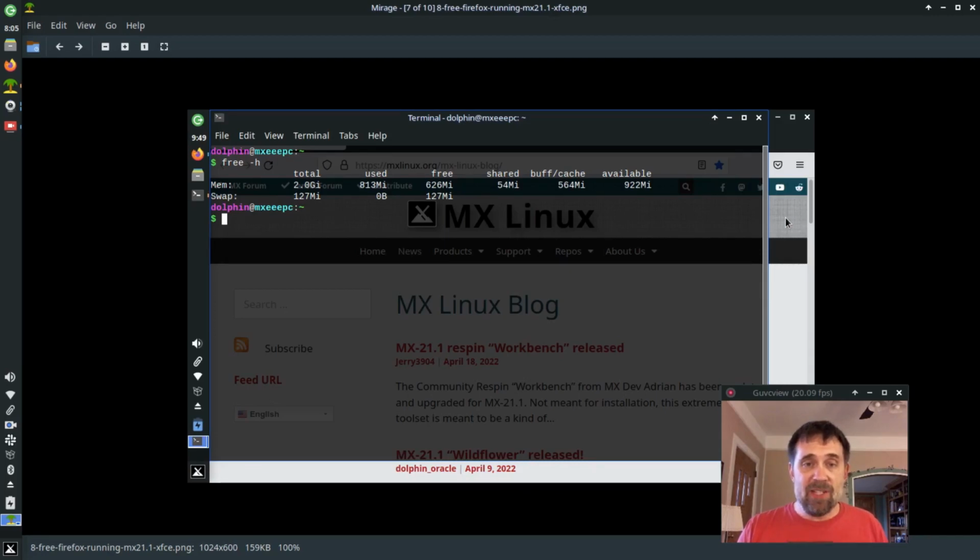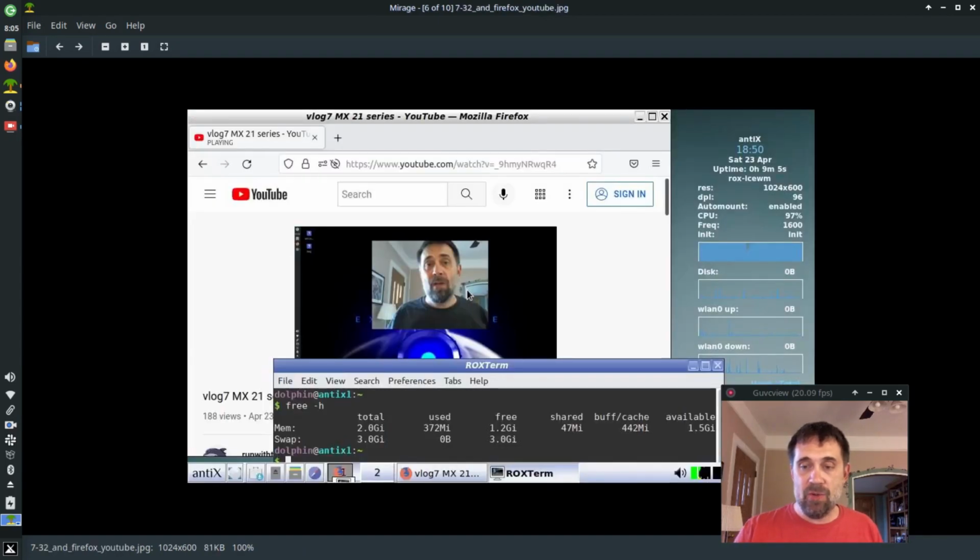Now this is MX on the eeepc. You can see I have 626 megabytes free. I'm using 813. This is just with Firefox open. You can see the MX website behind me there, behind the terminal window. So we're not even watching a video and we're at 813. antiX playing a video was 372. Okay, so huge difference in RAM consumption, but there is something a little bit surprising.